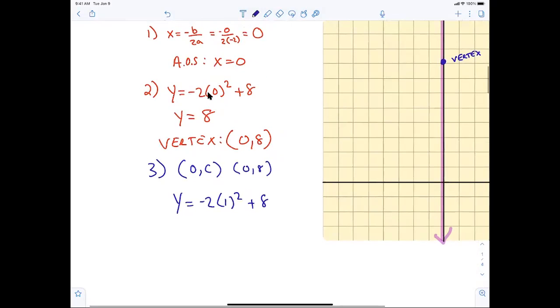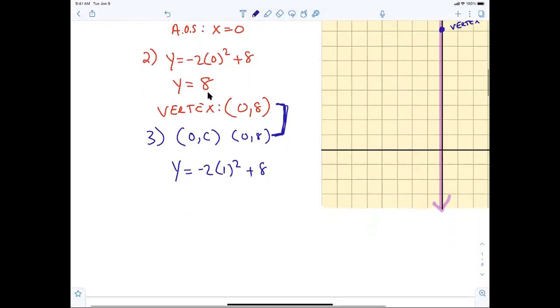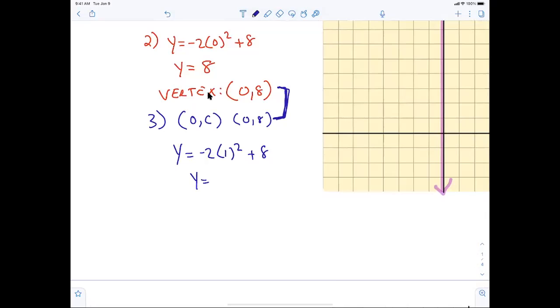Whenever these two numbers are the same, you have to find another point, right? So what point on the graph do you want to find? You can check whatever one you want. You could pick 2 or 5 or -10 or 100. Yeah, but the easiest point to select is 1, right? So I just plug 1 in. So y equals 1 squared is 1 times -2. -2 plus 8. So 6. So a point on the graph is 1, comma 6.